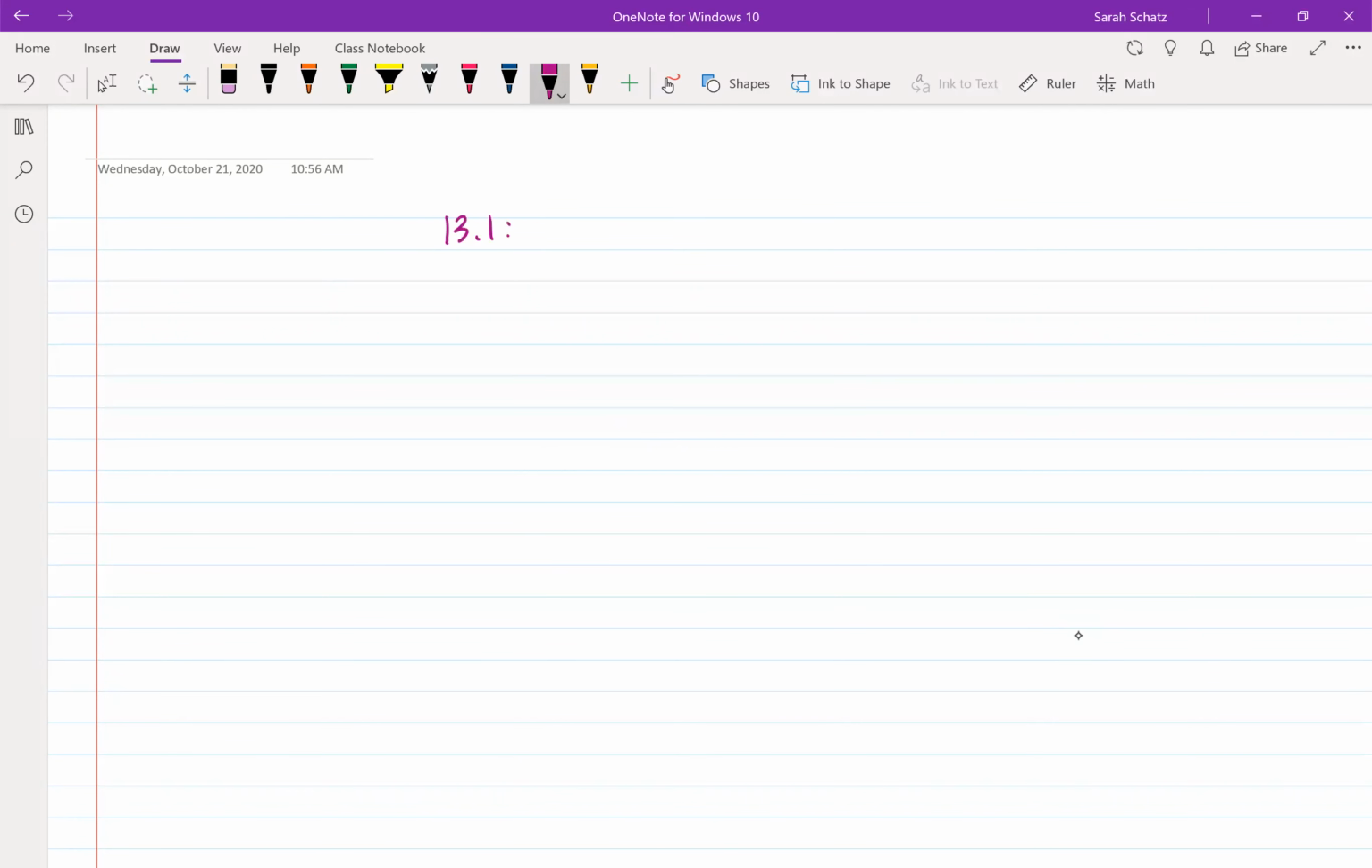So this is 13.1, and it's called antiderivatives. So antiderivatives, guys, you can see the word derivatives, which we know, and anti implies that we're going to do the opposite of taking the derivative. And that's exactly what we're going to do. So you guys, I want to start with notation.